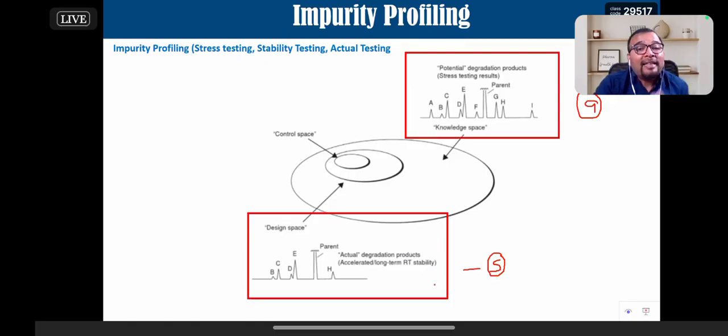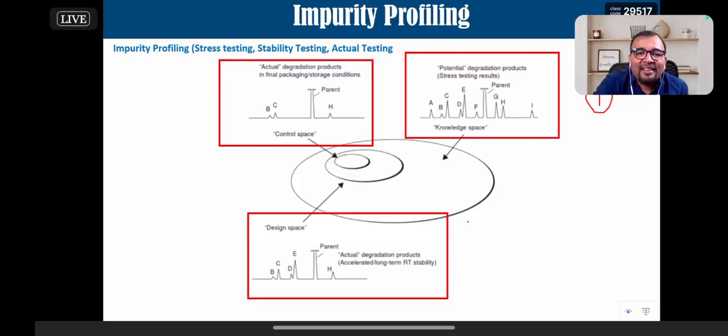Now, out of these 5 accelerated impurities, what is the chance that these impurities will get observed in actual testing? Now, there may not be 5 impurities, but less than 5. Here there are 9 impurities. Here there are only 5 impurities. But in the actual testing, you got only 3 impurities. And that is the design space. Are you getting the importance of connecting stress testing to stability testing to actual product testing? Please type in yes in the comment box.